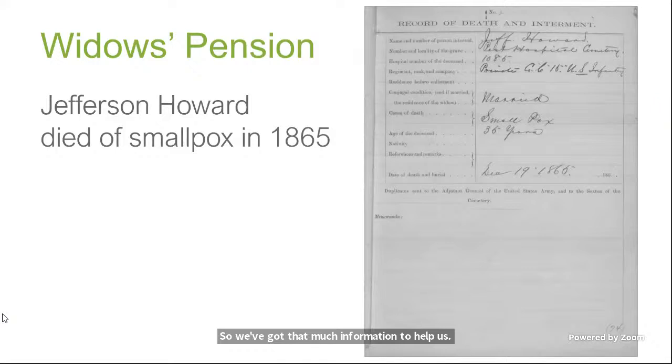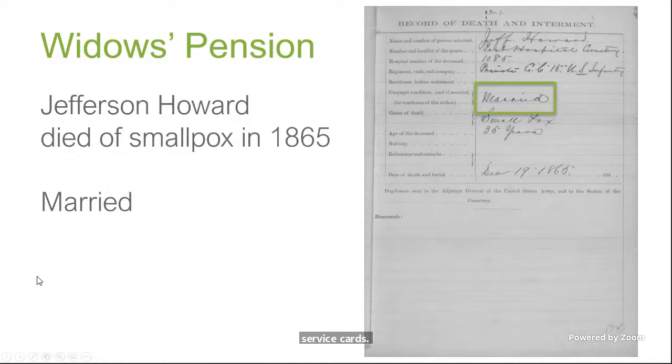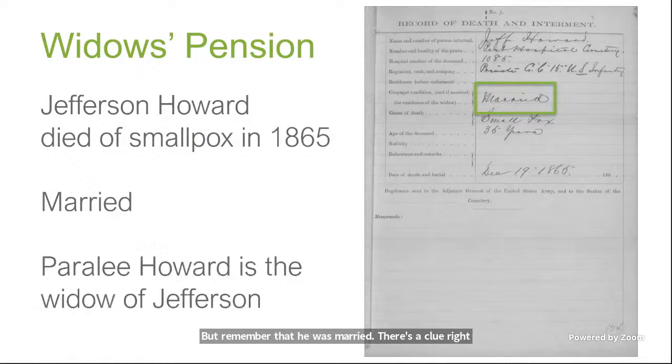Okay, now we're going to look at a widow's pension. This is, remember Jefferson Howard, who we looked at his service cards and that he died in Tennessee of smallpox? This is one of the pages from his service record. But remember that he was married? There's a clue right there that you need to go look for a widow's pension. So I did and found Pearly Howard, who was the widow of Jefferson.